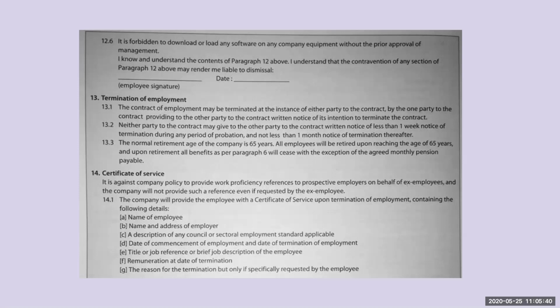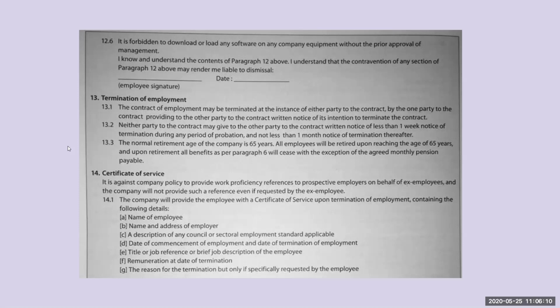Neither party to the contract may give to the other party to the contract written notice of less than 1 week. That means during my, if you read the rest of that, during my probation period, so let's say I'm appointed for 3 months on probation, I have to give at least 1 week notice. And if I'm appointed permanently after that, I have to give at least 1 month's notice. And the same goes for the employer as well.